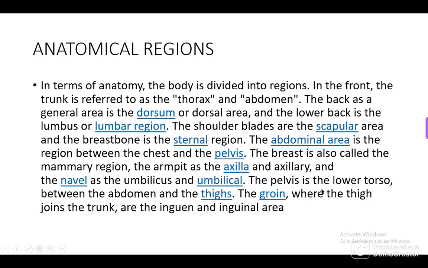The pelvis is the lower torso between the abdomen and the thighs. In terminology, the groin, where the thigh joins the trunk, is the inguinal area. The loin, L-O-I-N, is the area of the back of the lumbar area, lower down, in between the lower part of the ribs and the iliac crest. That is called loin. It is the area which I mentioned just now.